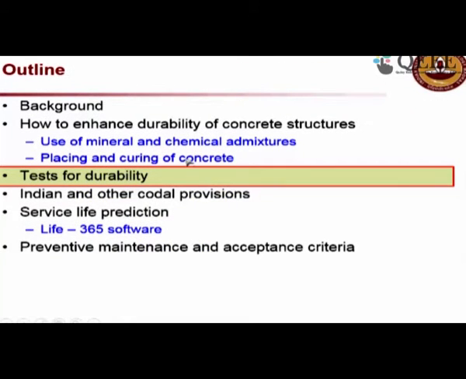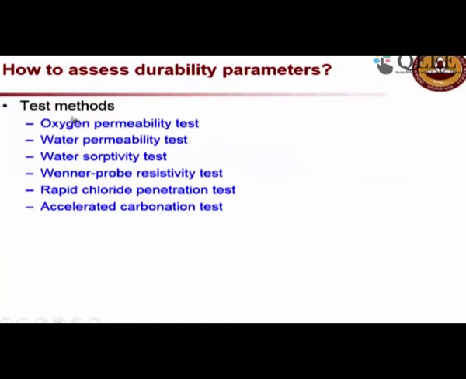Now there are different types of durability tests available. One is the oxygen permeability test, then the water permeability test, then the water sorptivity test, and then there is the Wenner probe resistivity, which is mainly looking at the electrical resistivity, and then there is the rapid chloride penetration test, and then the accelerated carbonation test. So as you see here, we are looking mainly at oxygen, water, chloride and carbon dioxide, and also the electrical resistivity test.